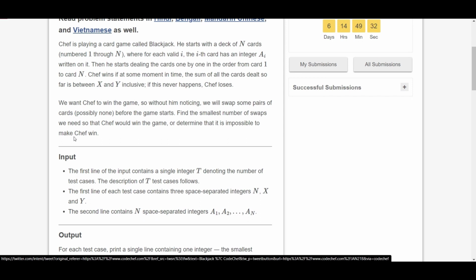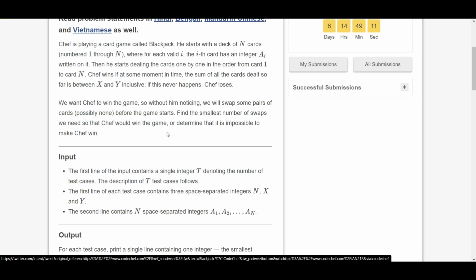So without him noticing, we will swap some pairs of cards before the game starts. Maybe no swapping is required either. So find the smallest number of swaps we need so that chef would win the game, or determine that it is impossible to make chef win.